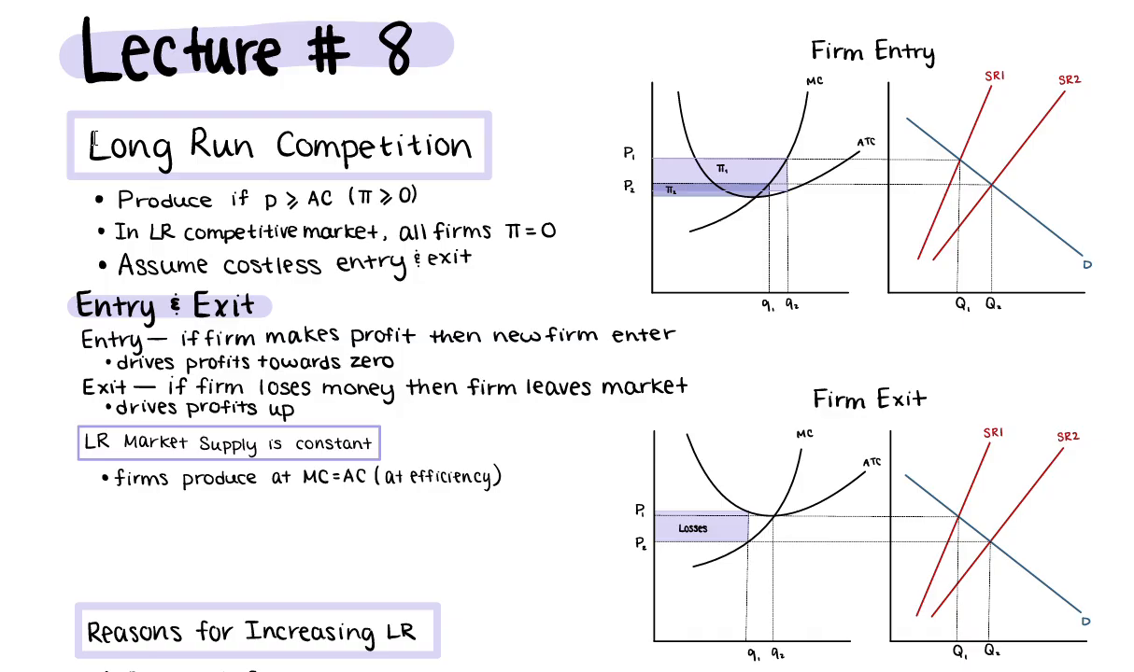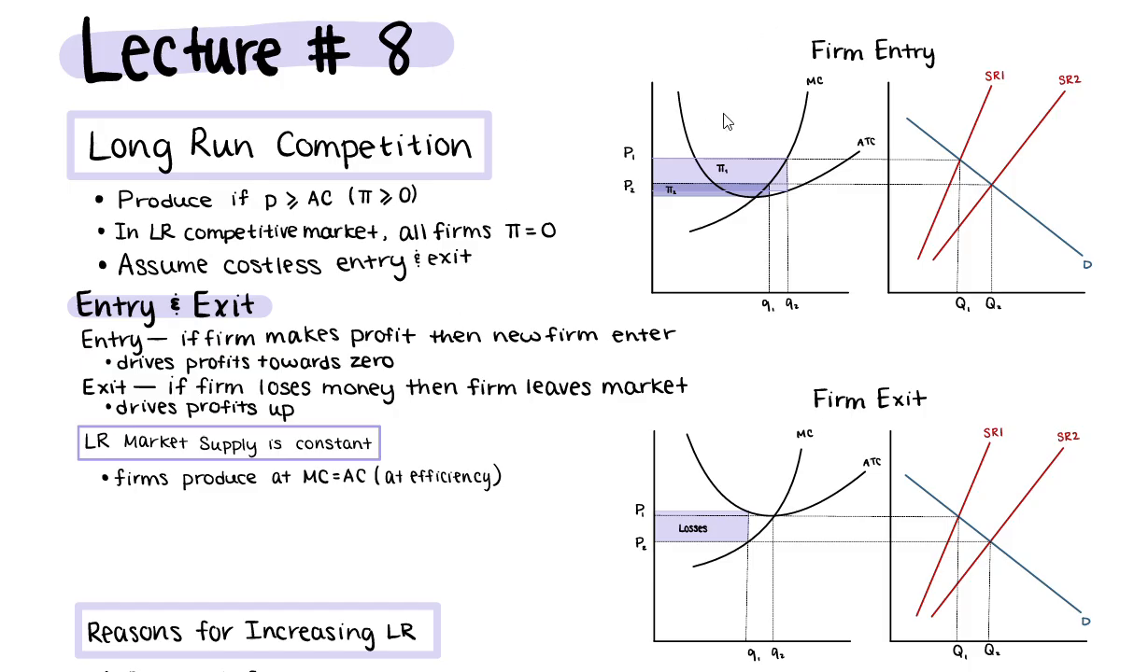Okay, so we produce if the price equals average cost. In a market we do that because we have profits. So in long run competitive markets, often profit equals zero. It's a very important conclusion, due to countless entry and exits. That means all firms have free entry and free exit.